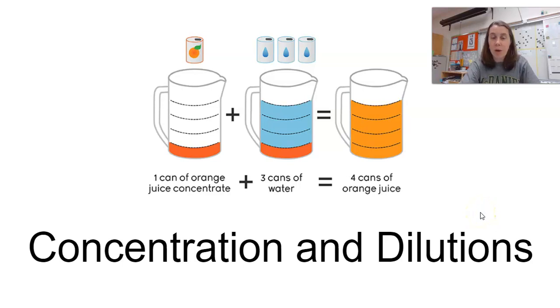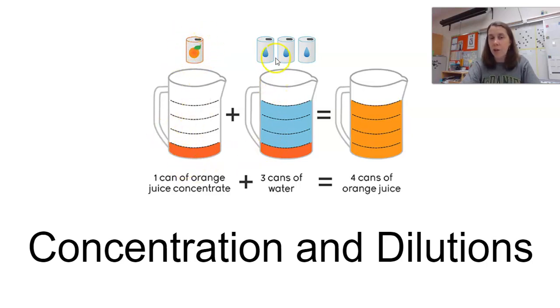Hello, today I'm going to talk to you about concentration and then dilutions. So concentration is probably something you're familiar with, but maybe you haven't thought about in terms of chemistry. The example I've shown here is a can of orange juice concentrate. So this is like all the parts of juice that aren't water really crammed into that one little can.